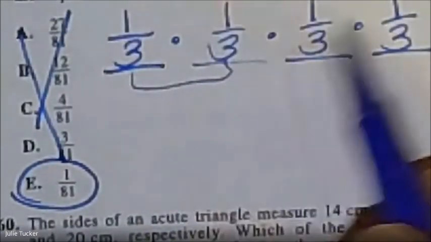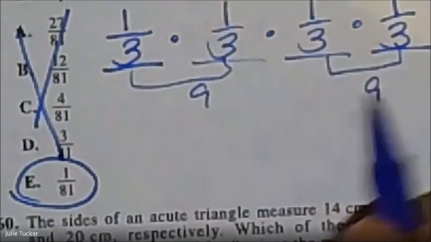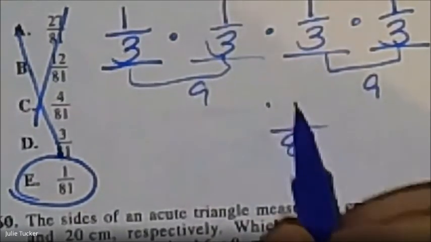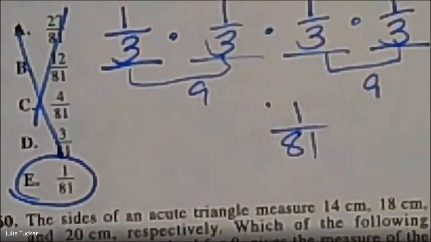But 3 times 3 is 9. 3 times 3 is 9. 9 times 9 is 81. It's 1 over 81. That's the right answer.